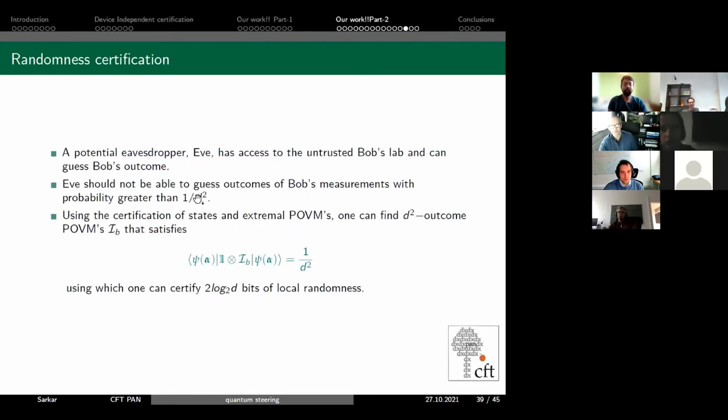For this, what we want is that Eve cannot guess Bob's outcomes with probability greater than 1/d squared. If she is able to do it with more than 1/d squared, this means that Eve has intruded into the system and she can guess some of the outcomes of Bob. But if it's limited to 1/d squared, it is purely random. So for this, we just find the guessing probability of Eve to guess Bob's outcome and say that it has to be 1/d squared, and then we find these ideal POVMs. And the amount of randomness is just given by the log of the guessing probability.